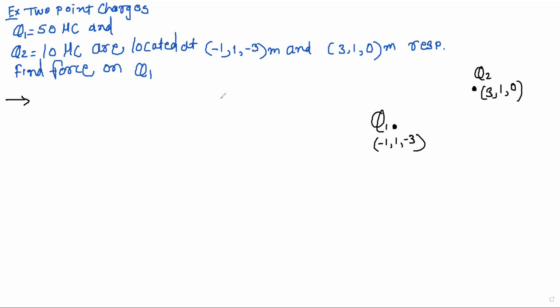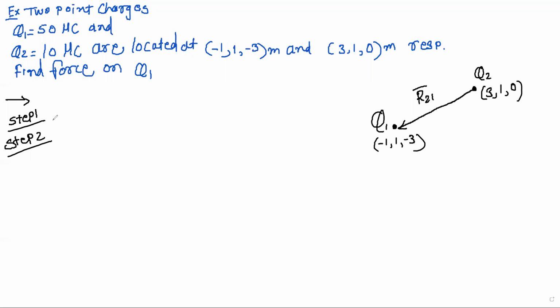So we have written 3 steps. What are the 3 steps? Step 1 is to draw a neat picture, which I have already done. Step 2 is to find the vector, because we want to find the force on Q1 because of Q2. So this would be the direction of the vector, which could be r21 bar. Step 2 is to find this vector r21, right?